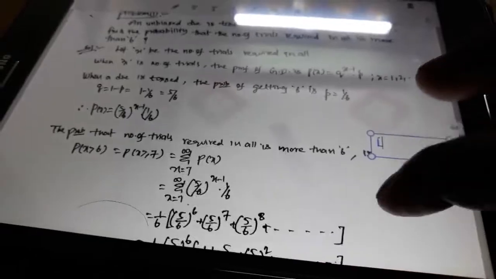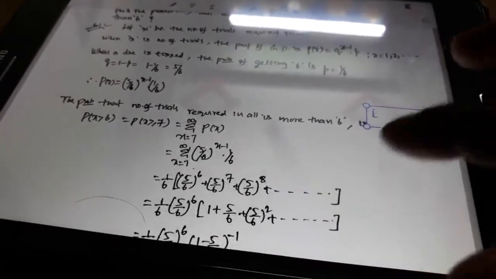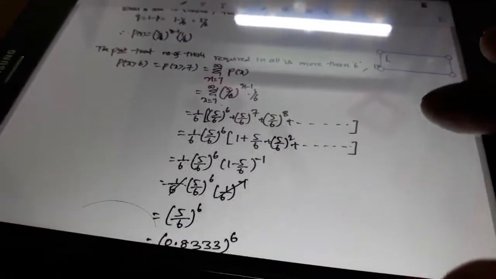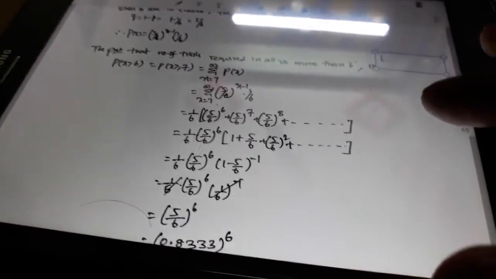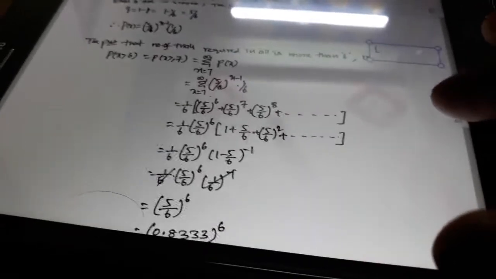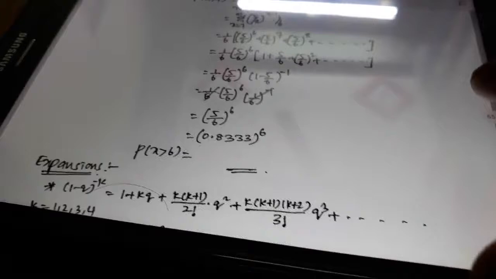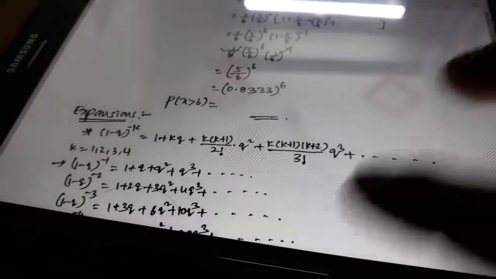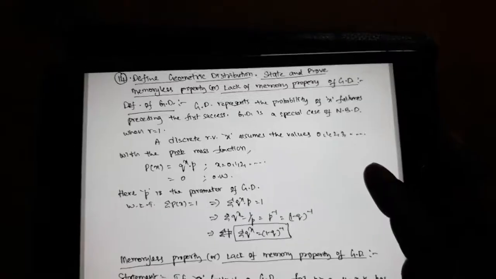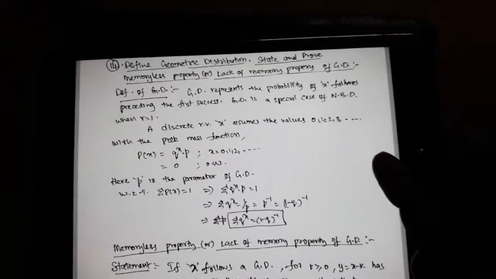Basing on that, P(x greater than 6), that is P(x greater than or equal to 7), is also considered, no issue, from 7 to infinity. So 5 by 6 power 6 is taken as common. The remaining is of the form 1 plus x square plus, that is 1 minus x power minus 1, consider and simplify it. It gives some value. These are the expansions, and you should remember these expansions. This is another very important and frequently repeated concept in geometric distribution.